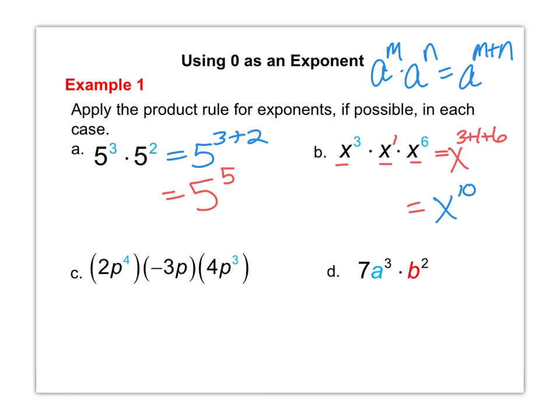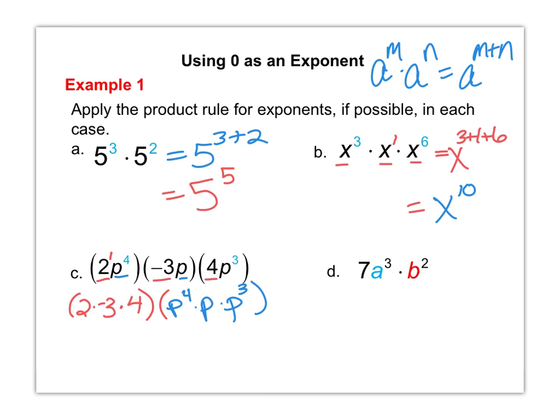Let's look at part C here. We want to multiply these quantities, but notice that this 2 does not have a power. We can say that that is equal to 1, and so on. So we have coefficients that we're going to multiply together first. So we can write this as 2 times negative 3 times 4, those are the coefficients, times the variables, p to the 4th times p times p to the 3rd.